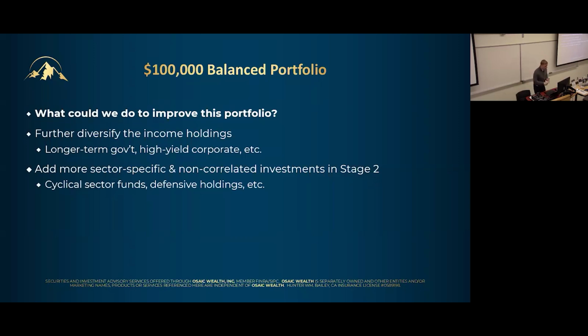And maybe we add more sector specific funds. Non-correlated investments. Maybe we want some cyclical sector funds, utilities, real estate, all sorts of different things. Maybe we want some more defensive holdings, just really getting more different stuff within the portfolio, getting nicely diversified, being spread out across the different asset classes, really making sure that we have all these different things that we could pick from and move around in if we need to.